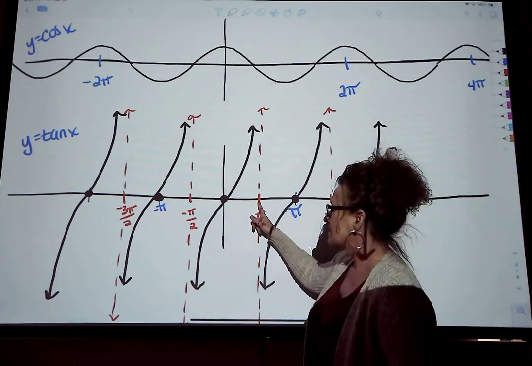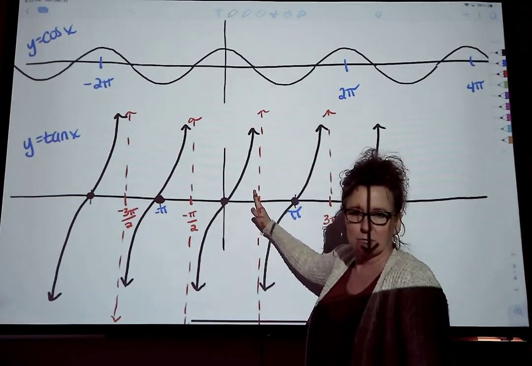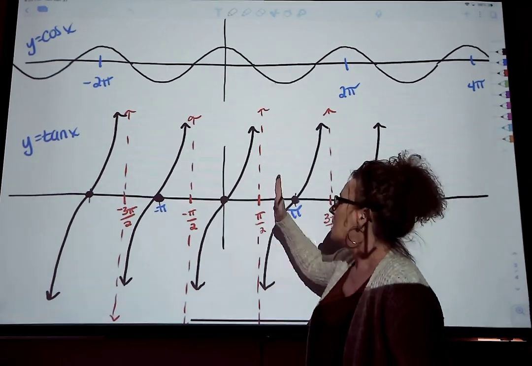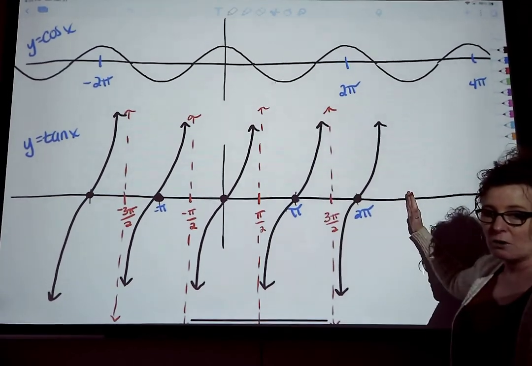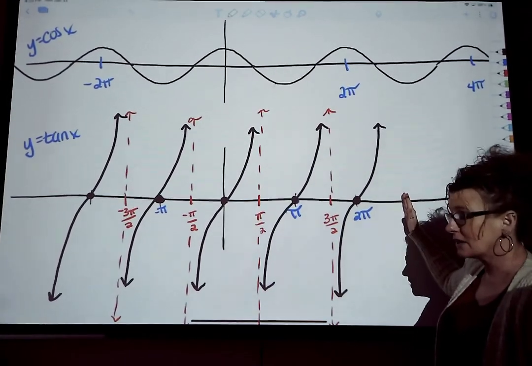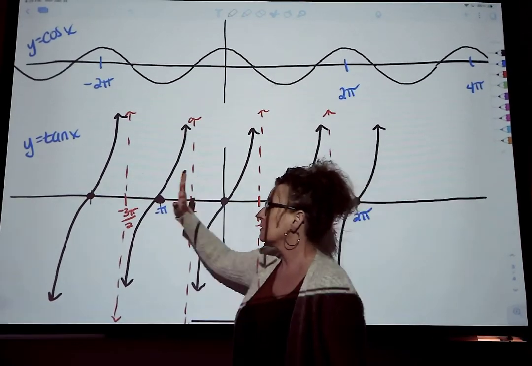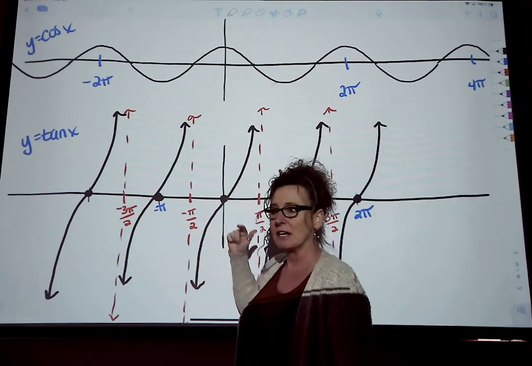But remember how I said it blows up at pi over 2? There's an asymptote, and I make my asymptotes red so they stand out and you don't cross them. It blows up at pi over 2, blows up at 3 pi over 2, would also blow up at 5 pi over 2, but I got tired of drawing. Blows up at negative pi over 2, blows up at negative 3 pi over 2, and so on. So you've got all these asymptotes that repeat themselves.